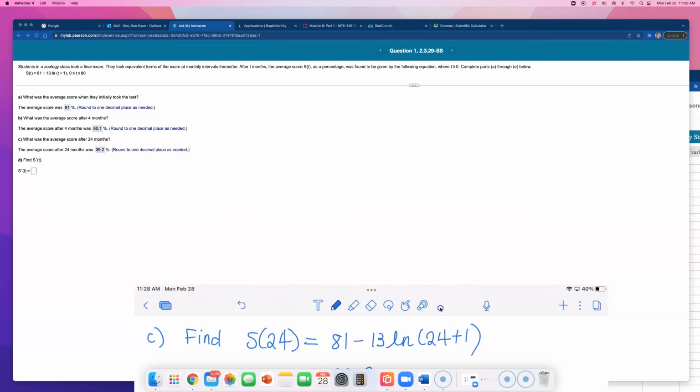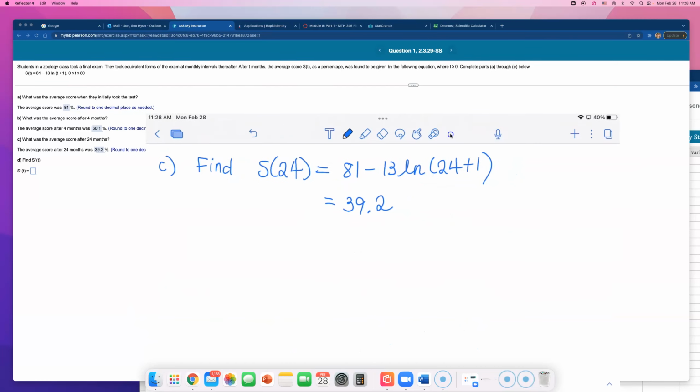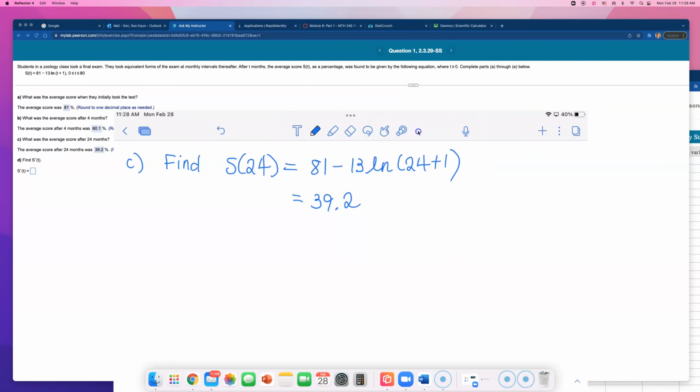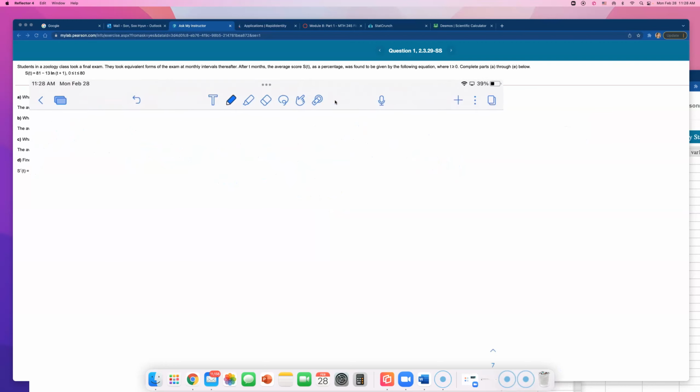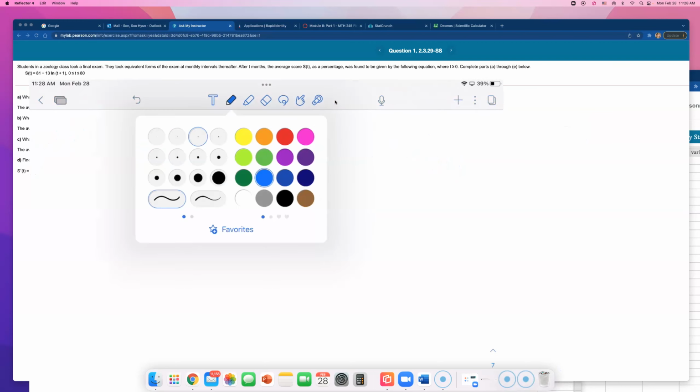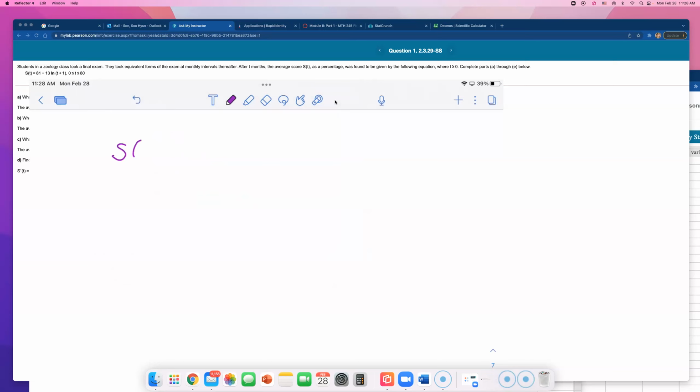What's next? Okay, now they want us to find S prime of t, how fast the students' scores are changing with respect to time, in months. Okay, let's do the derivative now. This is what you have to watch and learn. This was the asynchronous lesson for this week.